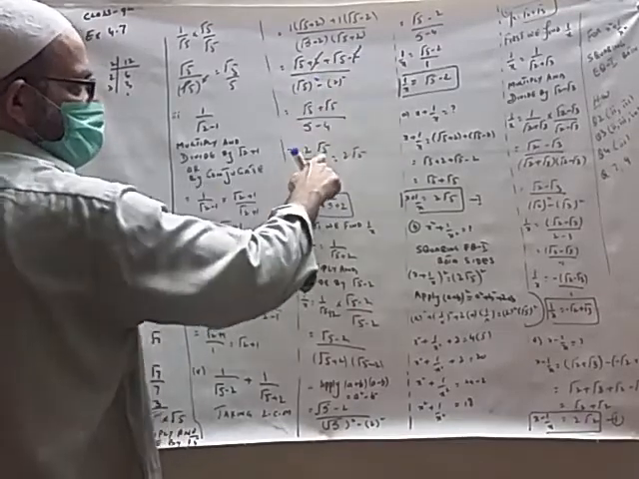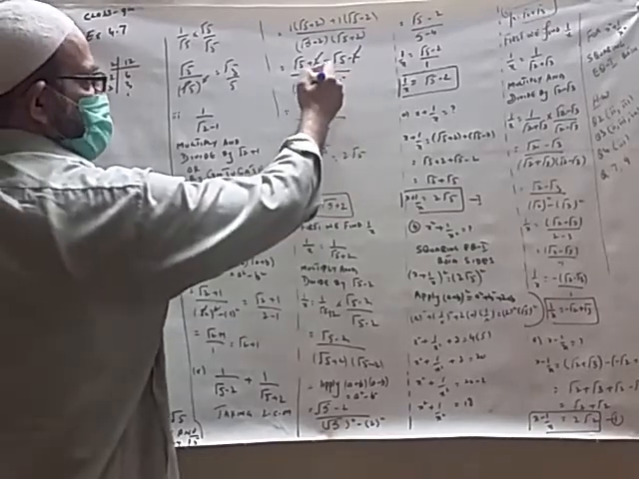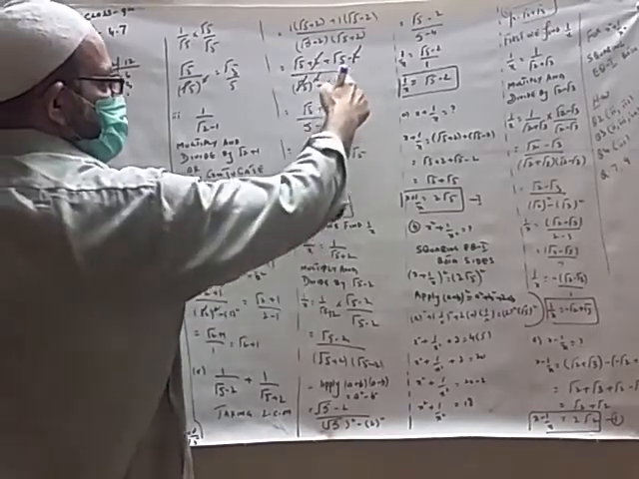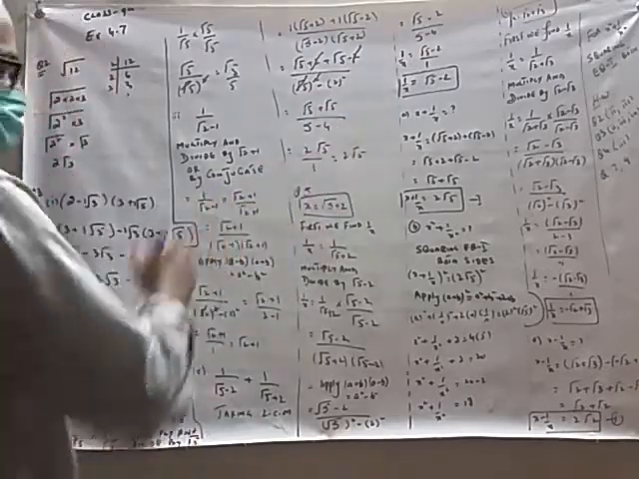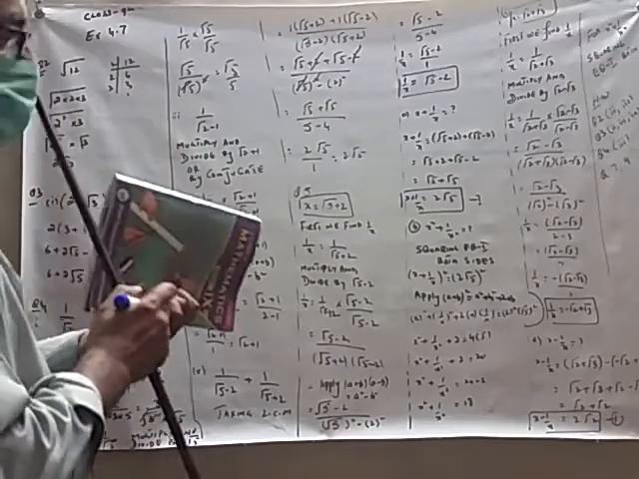2 under root 5. 5 minus 4 gives you 1, because this square cancels the root 5 and 2 squared is 4. We get this. Now question number 5, 6, 7, 8 onward are very important from the board's point of view.